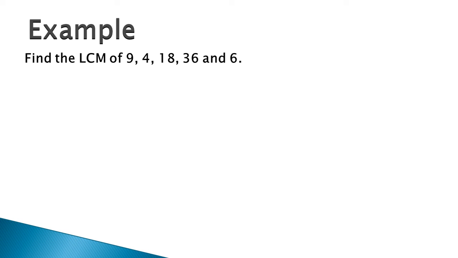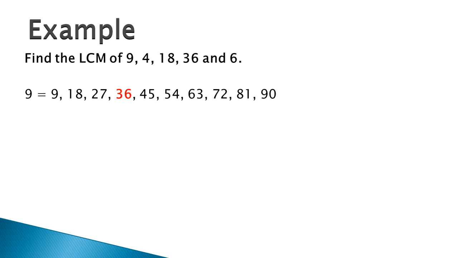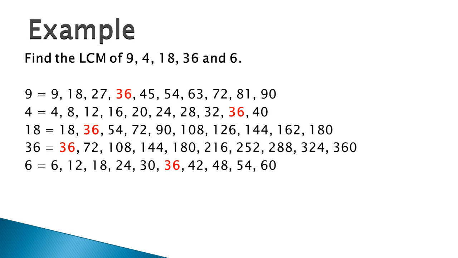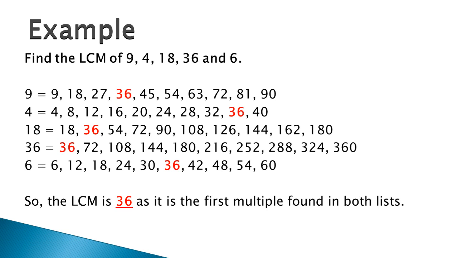The next example is find the LCM of 9, 4, 18, 36 and 6. Once again, I started by writing down the multiples of all of the numbers given. That means I just wrote down their times tables. Then when I look closely, the first multiple I found in all of these lists was 36. So that means the LCM of 9, 4, 18, 36 and 6 is 36.